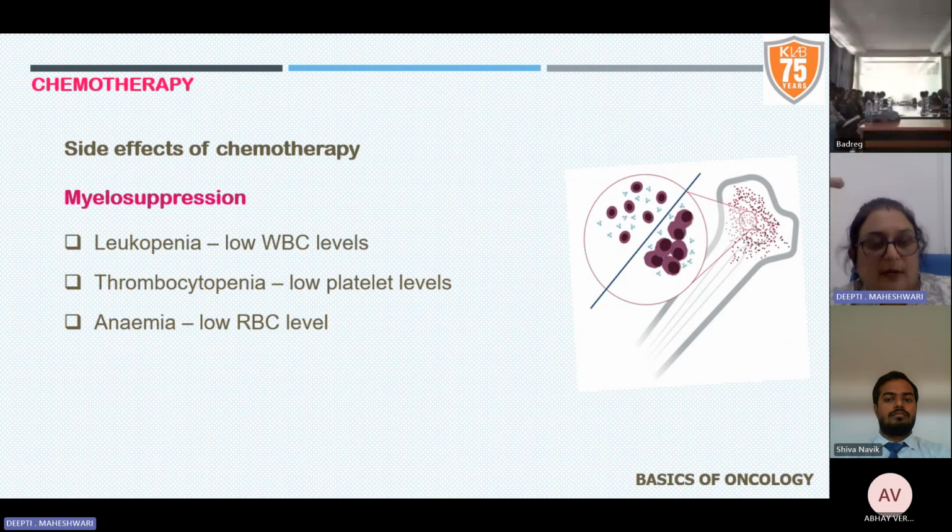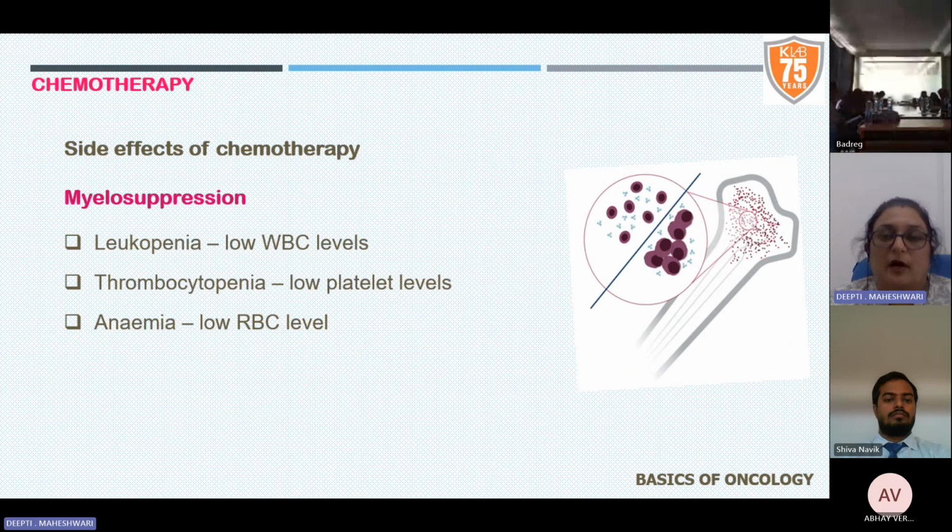If there is depletion of the cells in the bone marrow, that condition is called myelosuppression. But those conditions can be different. If you have low WBC counts, then that condition is called leukopenia. If you have low platelet counts, it is called thrombocytopenia. If the RBC levels go down, then that condition is called anemia.